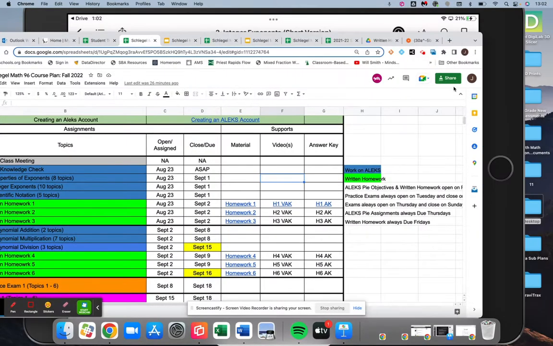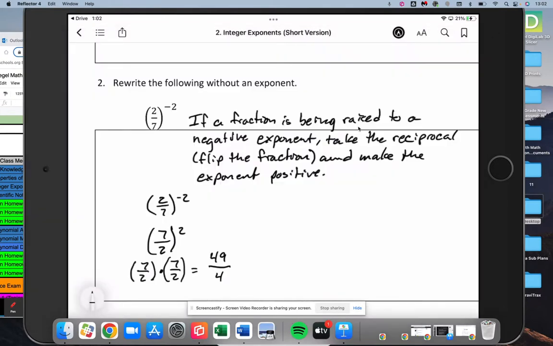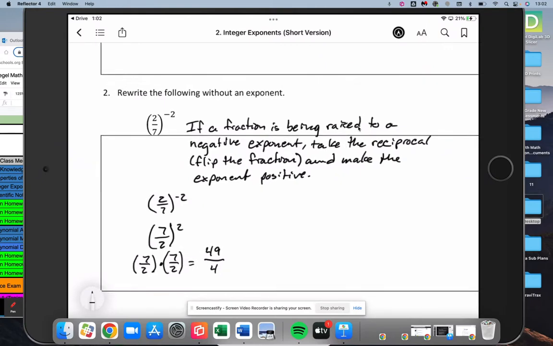I'm going to pause for one moment and just double check something and be right back. Okay, so we're good to go. Pause there for a moment and I'll move on to number 3.